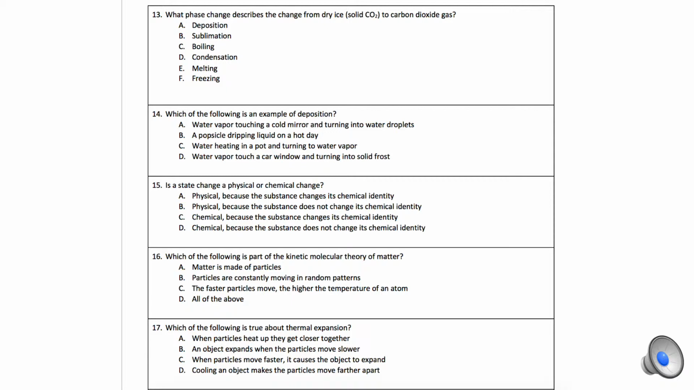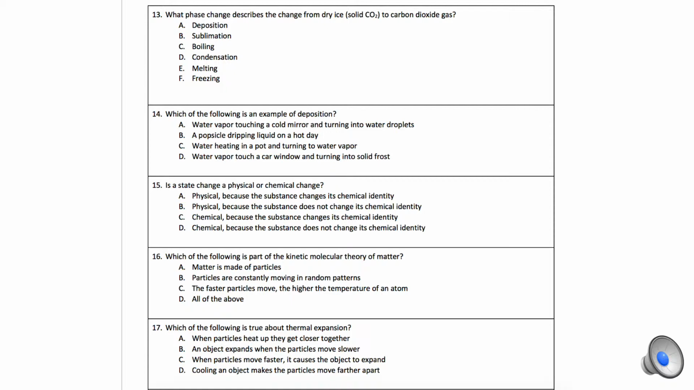Number 15. Is a state change a physical or chemical change? A, physical because the substance changes its chemical identity. B, physical because the substance does not change its chemical identity. C, chemical because the substance changes its chemical identity. D, chemical because the substance does not change its chemical identity.